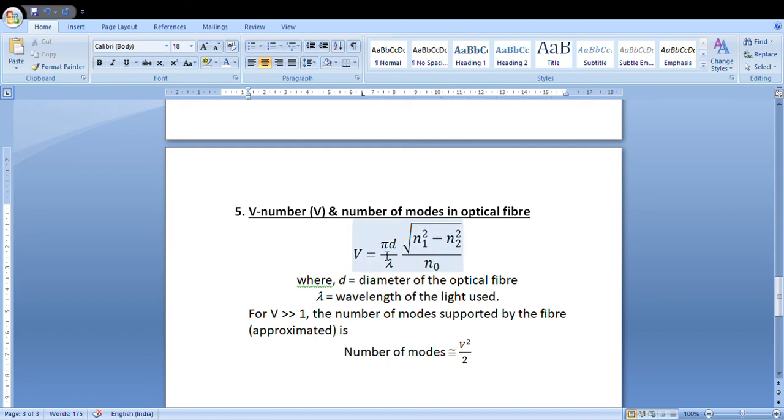V is equal to pi times d divided by lambda, times the root of n1 square minus n2 square, divided by n naught, where d is the thickness or diameter of the optical fiber. Lambda is the wavelength of the light used.